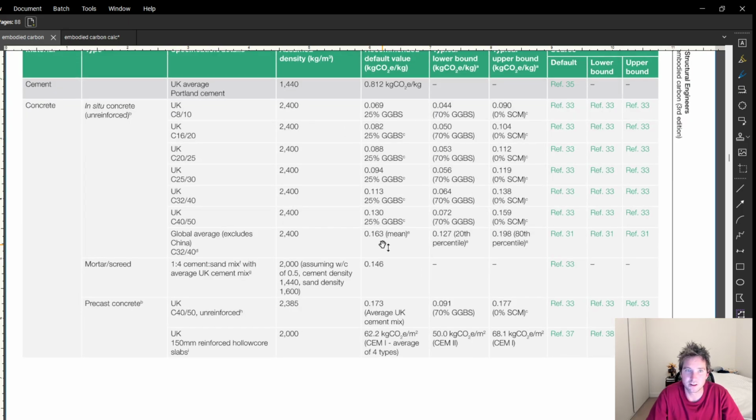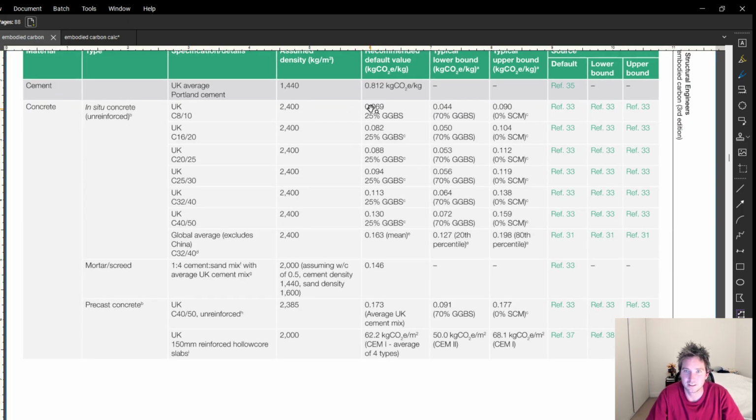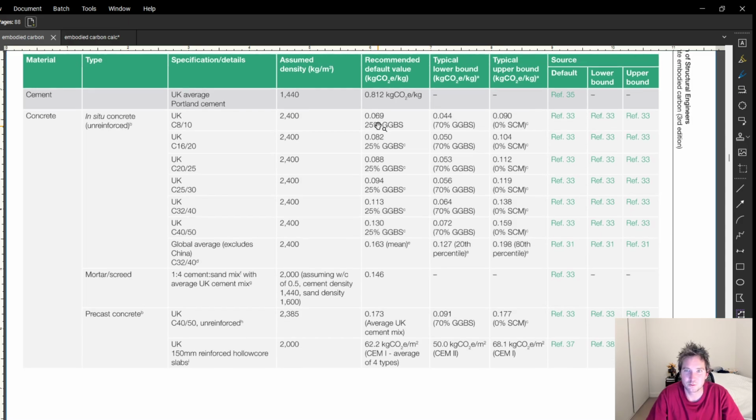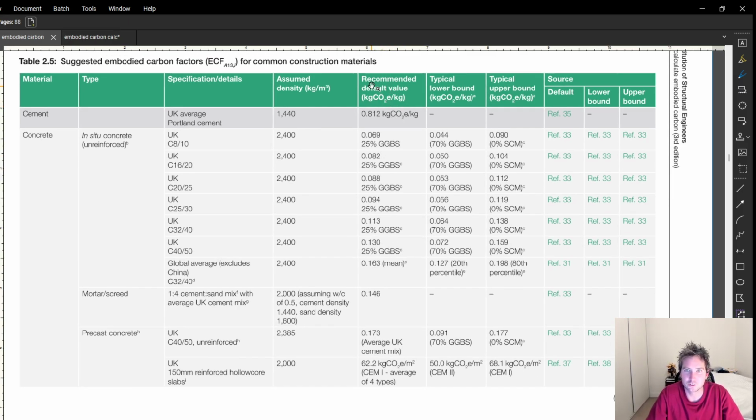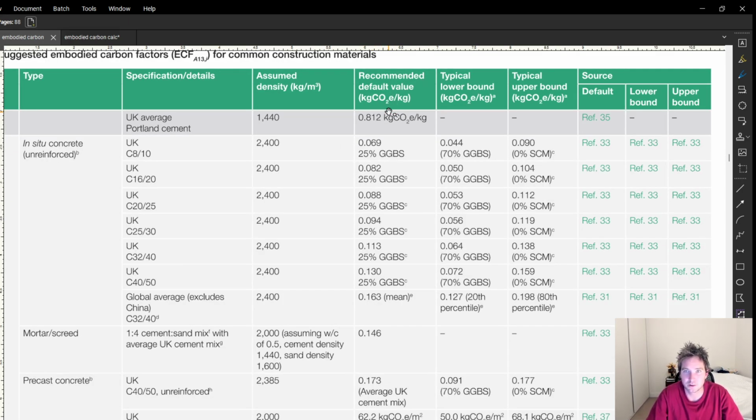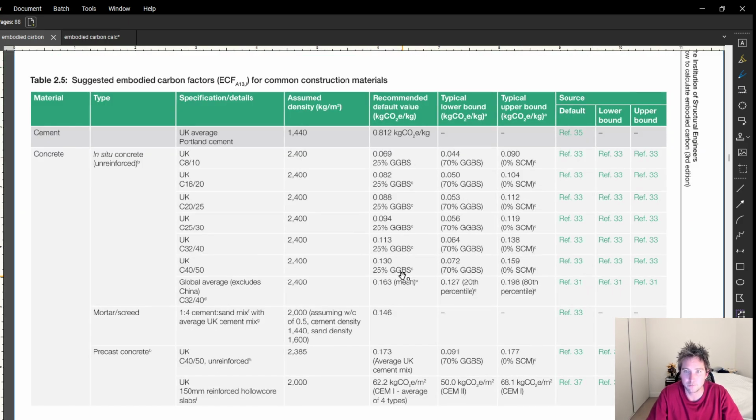I did find it quite funny how the UK seem to think they're much superior with their embodied carbon calcs compared to the rest of the world. I didn't do any research, I'll just take it at face value. So the recommended default value is in kilograms of carbon dioxide equivalent per kilogram. Yeah, so that's the value there.